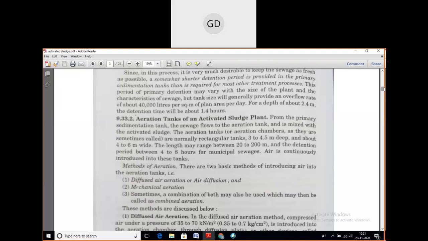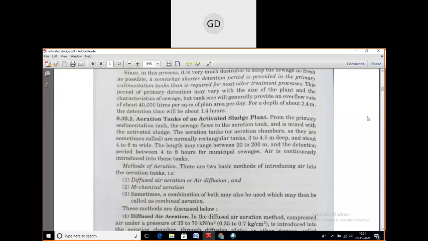So now, the aeration tanks, we will study the methods of aeration. So what are the methods of aeration? Like it's written here, from the primary sedimentation tank, the sewage flows to the aeration tank and it is mixed with the activated sludge.